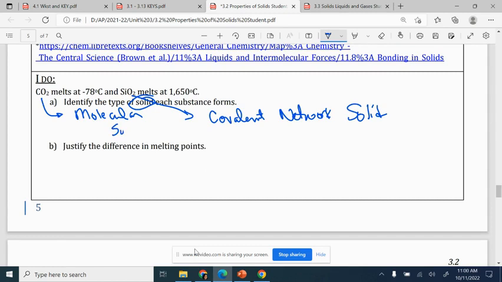Justify the different melting points. Well, covalent network solids have stronger forces of attraction versus molecular. So therefore, the covalent network solid is going to have a higher melting point versus the molecular.